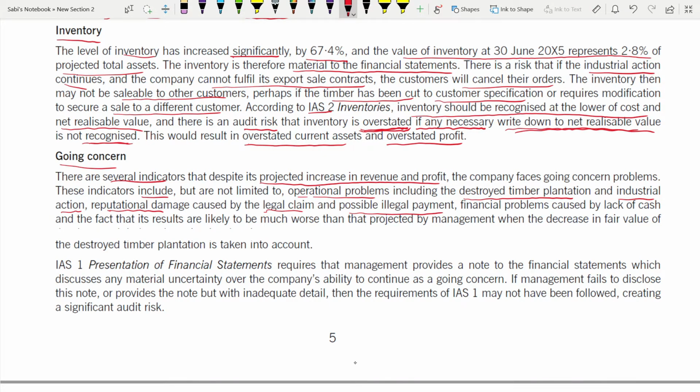And finally, financial problems caused by lack of cash. Because if they pay a fine for illegal payment, you cannot pay in cash because you don't have the cash. If you have to expand also, you don't have cash. You are already dependent on the government grant. That grant also you might not receive if you are proven unethical. And the fact that its results are likely to be much worse than projected by management when the decrease in the fair value of the destroyed timber plantation is taken into account. So when you take that 70.5 million decrease in the fair value, your situation might be worse than what is told by the management. So all these things are indicators of going concern.